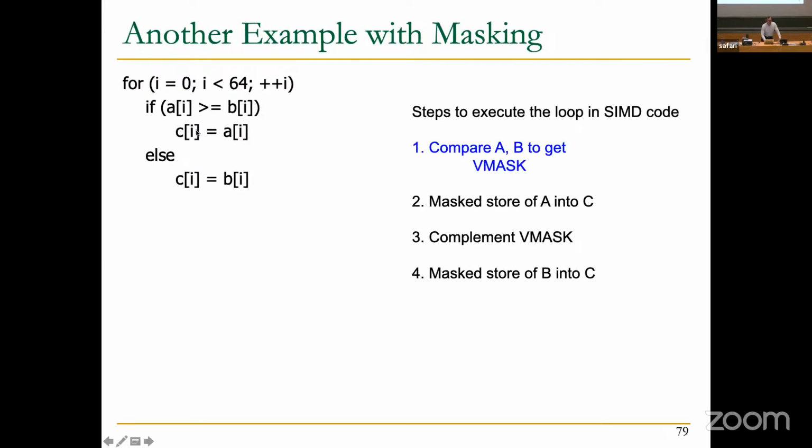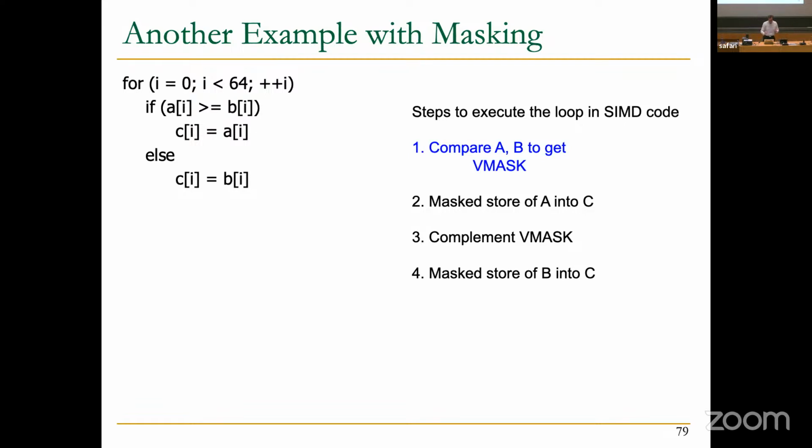This is actually more sophisticated, but I won't give you the code. You can write the code. And this is, again, vectorizable. But now we're checking if A[i] is greater than B[i]. If that's the case, we set C[i] to be A[i]. Otherwise, we set C[i] to be B[i]. What we need to do is compare A and B to get the V mask. Then we do a mask store of A into C. Then we complement the V mask, that's the else. And then we do a mask store of B into C. Once you go out of this loop, you set the V mask to all 1s. So you can actually do operations on the mask vector also. So basically, you're doing predicate computation on the mask vector.